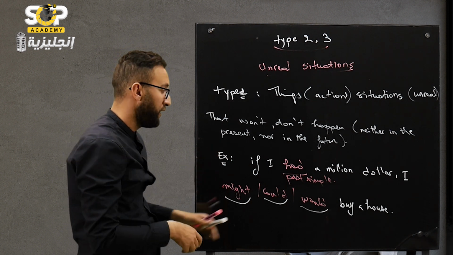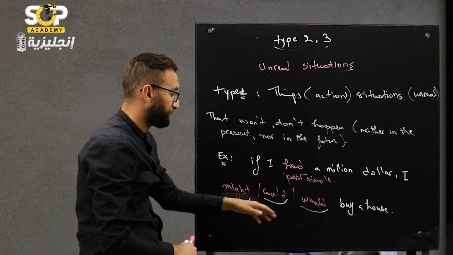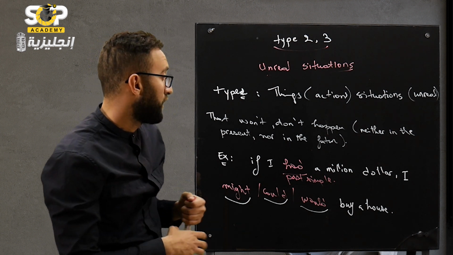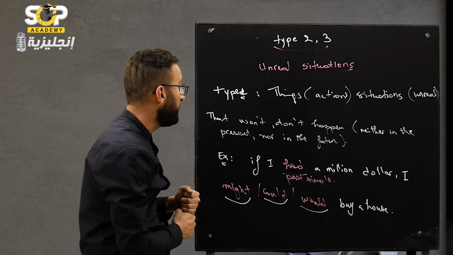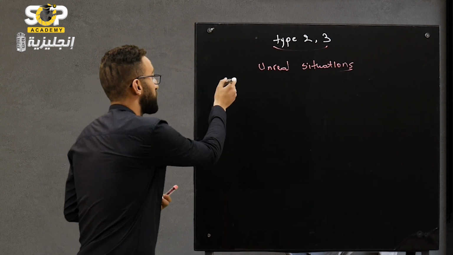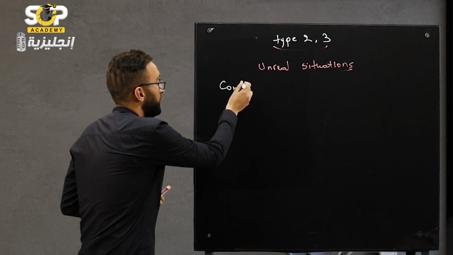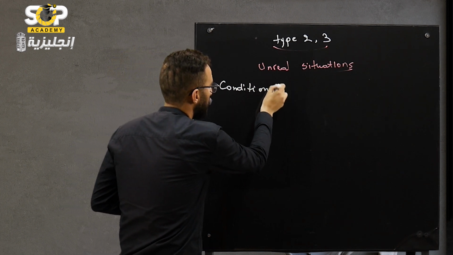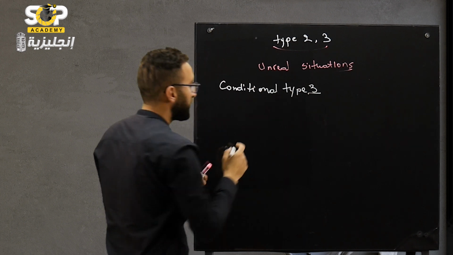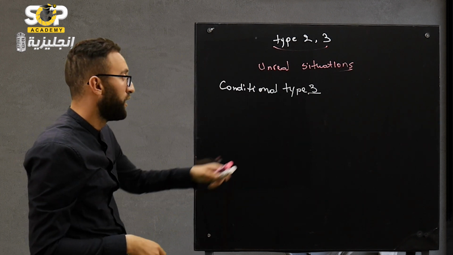In order to declare the main clause. This is the type 2. We're going now to move to type 3. Now let's move to conditional type 3. As we said, conditional type 2 and conditional type 3 are related to what? To unreal situations.